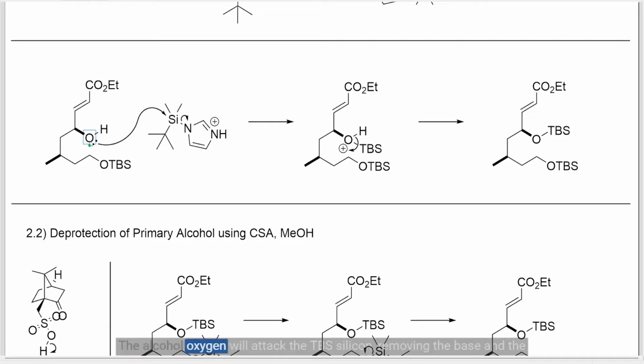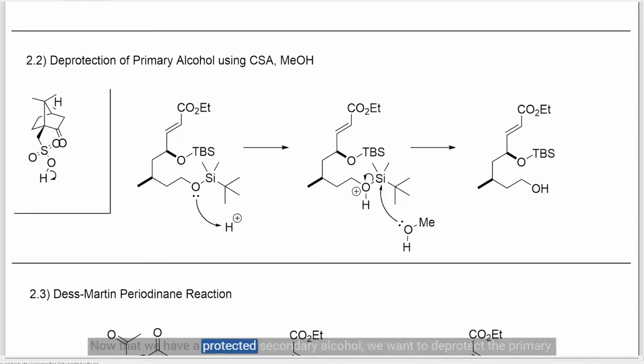The alcohol oxygen will attack the TBS silicon, removing the base, and the oxygen ends up with one too many bonds, giving it a positive charge. And in order to remove this positive charge, the OH bond will break, and the electrons from that bond will go towards the oxygen, giving us a protected molecule.